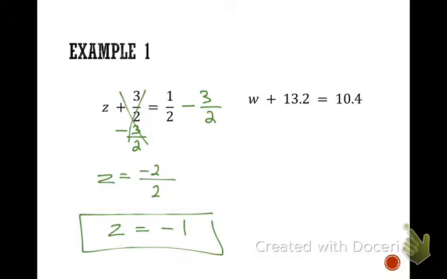All right? Now let's look at W. W plus 13.2 equals 10.4. What do you guys think? Zoe, what do you think you need to do? We're looking on the side with our variable to get that variable by itself. Yes, very good. Minus 13.2 on each side. 13.2. But wait a second.